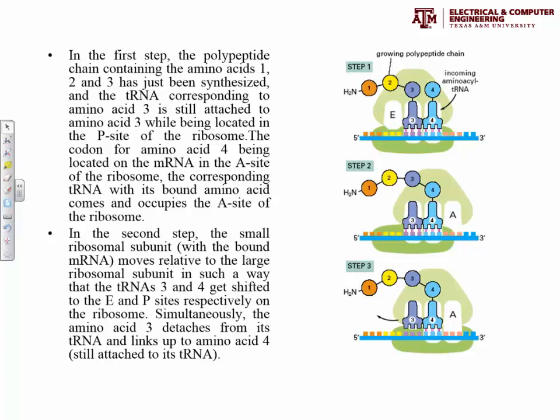Right? In the second step, the small ribosomal subunit with the bound messenger RNA moves relative to the large ribosomal subunit in such a way that the tRNAs 3 and 4 get shifted to the E and P sites respectively on the ribosome. Simultaneously, amino acid number 3 detaches from its tRNA and it gets linked up to amino acid number 4, right? Still attached to its tRNA. In the next step, this fellow is kicked out and this thing moves back, right? And you're ready to repeat the cycle.